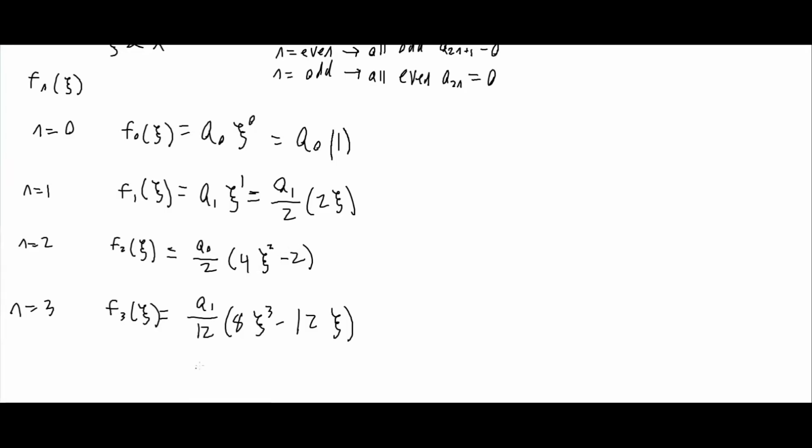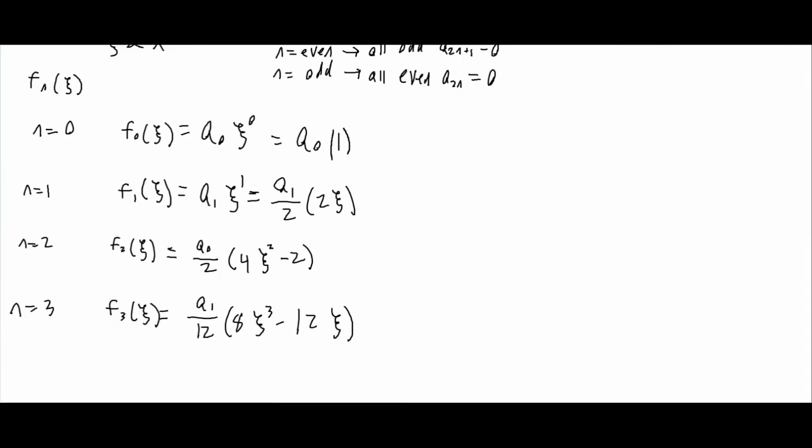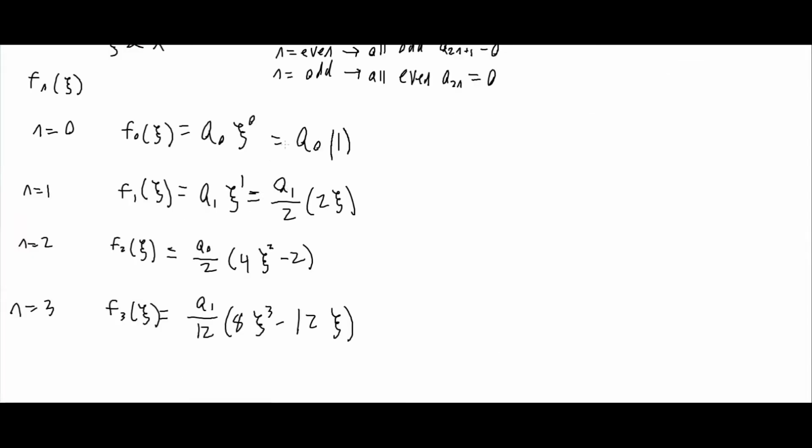Then we have 4 xi squared minus 2, which 4x squared minus 2 is our second Hermite polynomial. And we have 8 xi cubed minus 12 xi, which is just like our 8x cubed minus 12x. And so if we kept calculating, we'd keep getting these polynomials right here. And that's why we have this weird way of putting this out here, this a sub 1 over 2, is so that these in parentheses all look like our Hermite polynomials.